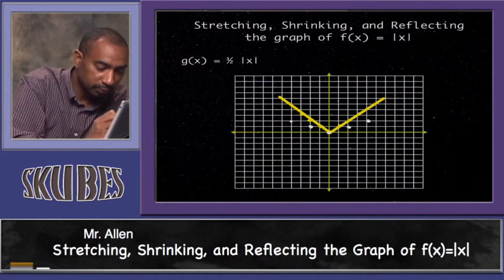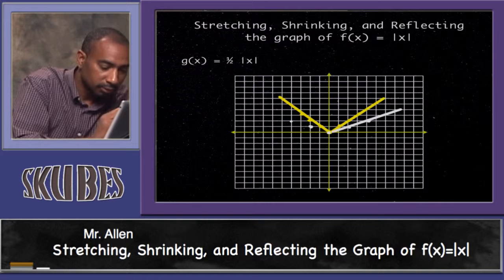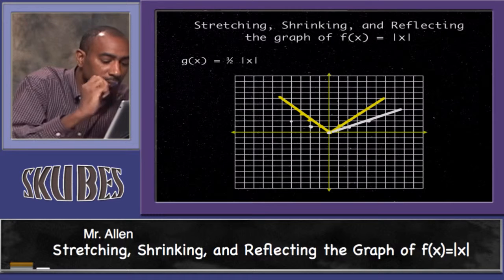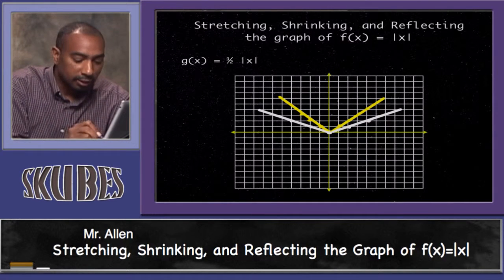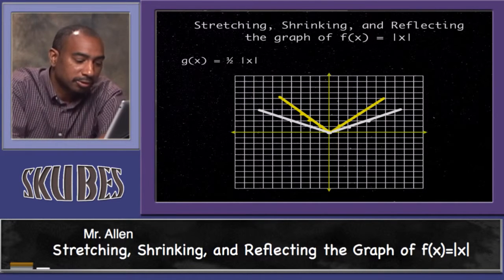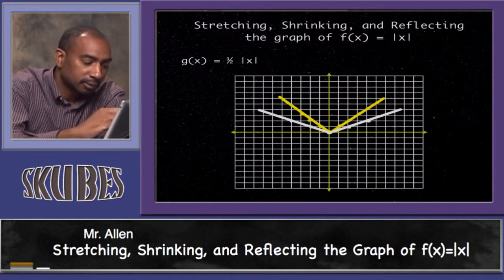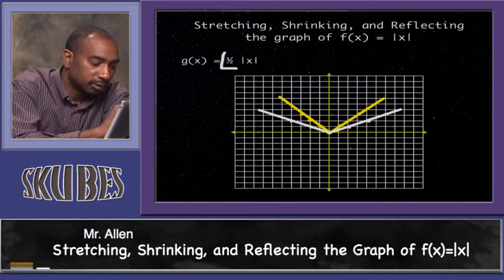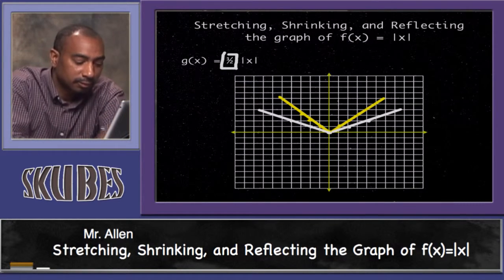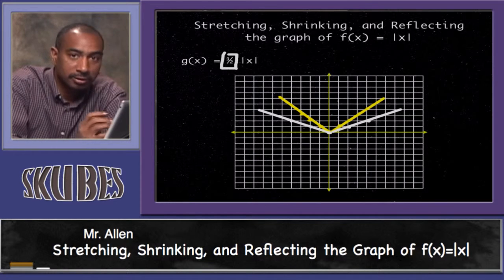So our new graph looks like this in white. And notice that the new graph is wider than the original graph. So it stretches by a half. If you have a fraction constant, it always stretches.